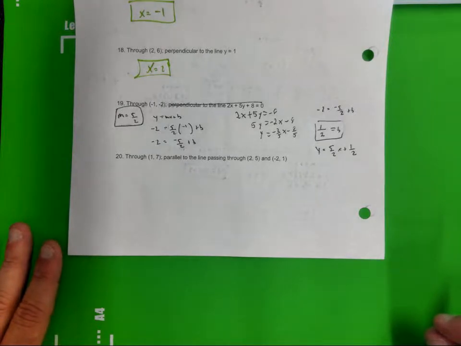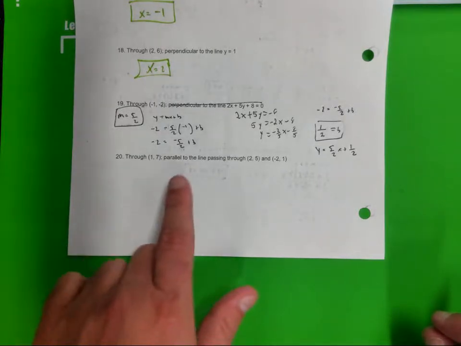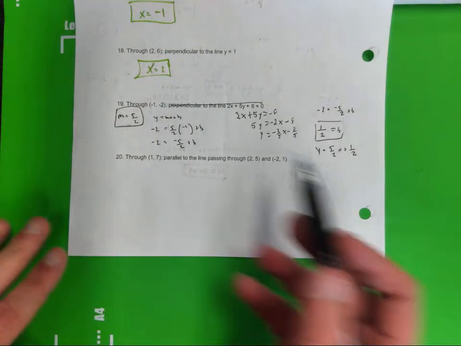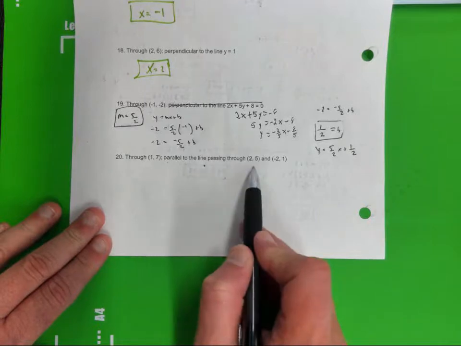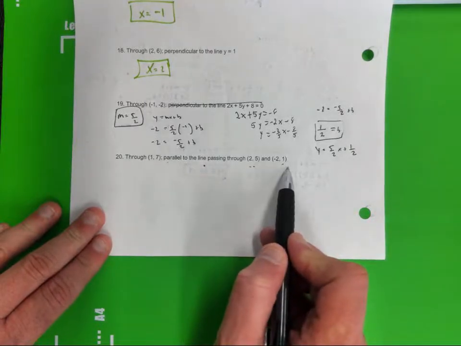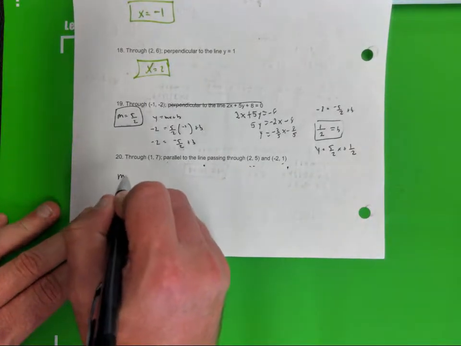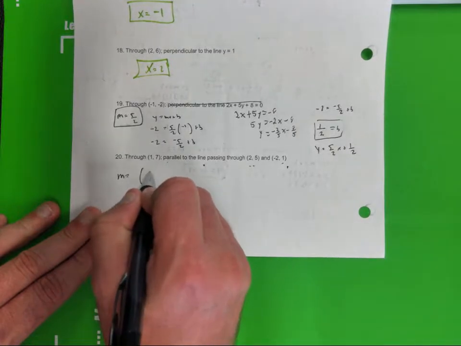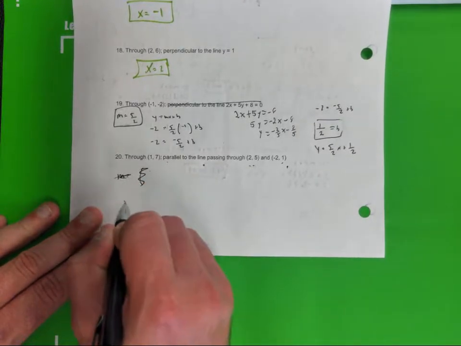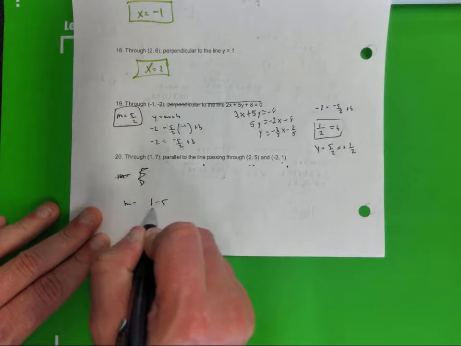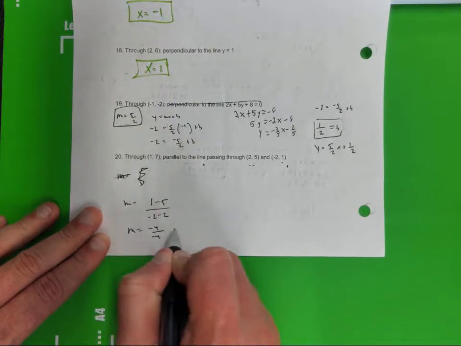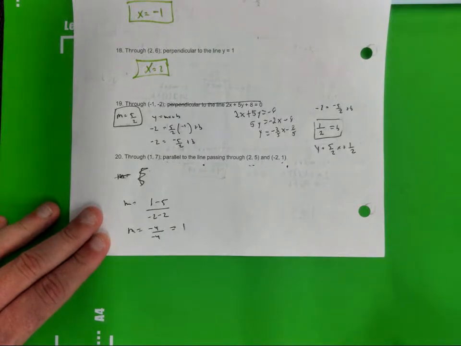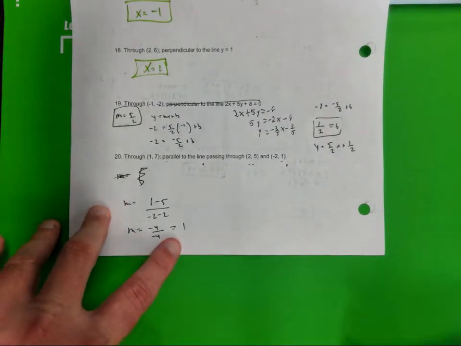Number 20. It says this line goes through the point 1, 7 and it's parallel to the line passing through these two points. If it's parallel to this, it's going to have the same what? So I just need to find the slope between these 2 points. Does that make sense? So m equals 1 minus 5 over negative 2 minus 2. That gives me 1. So I'm going to use that.